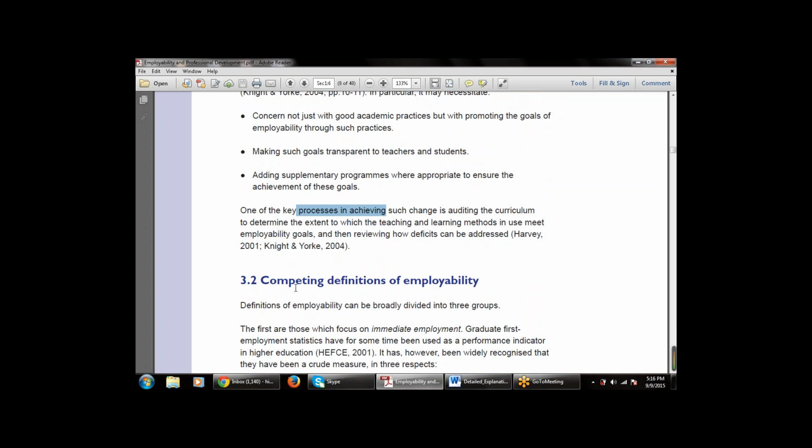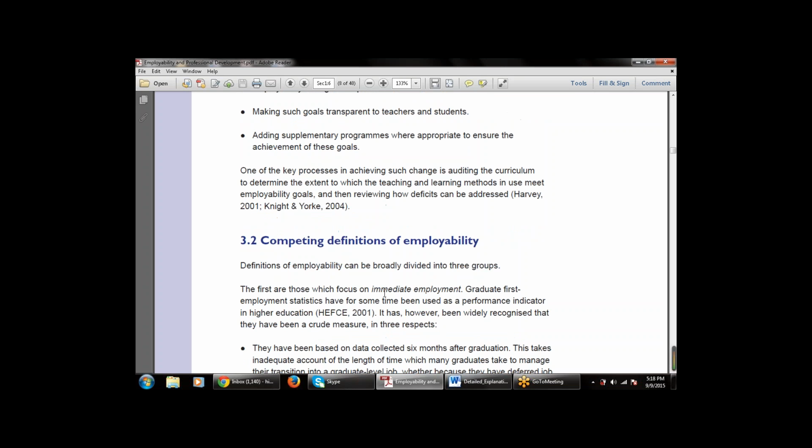Now next is the competing definitions of employability. That is, what are the various competing definitions that are used for employability.